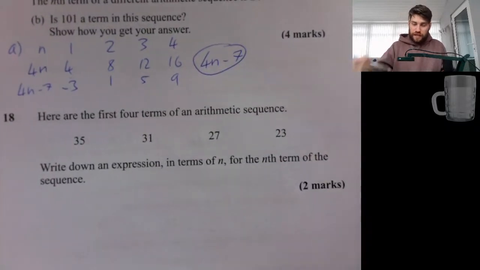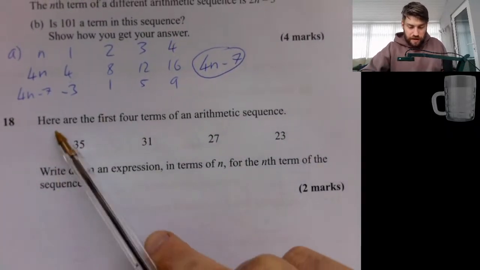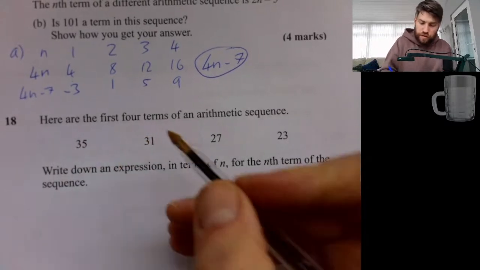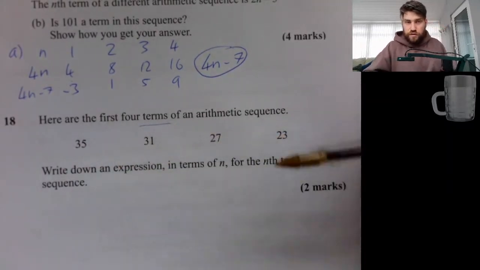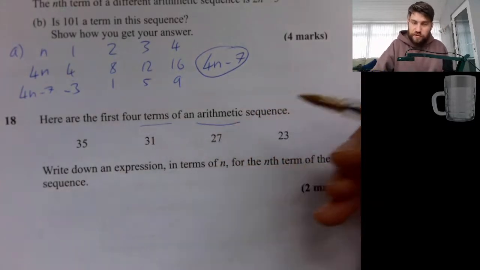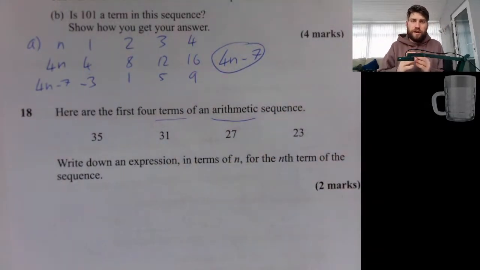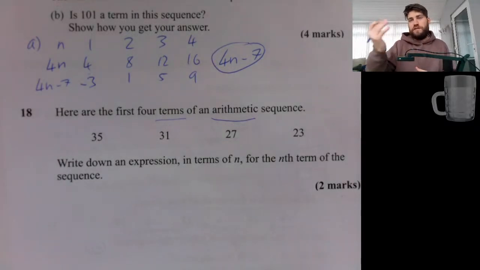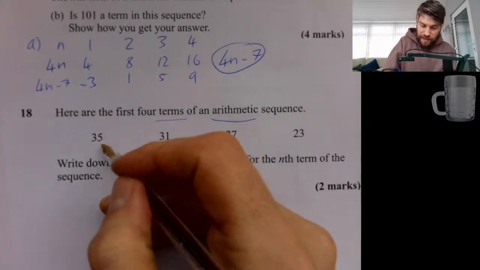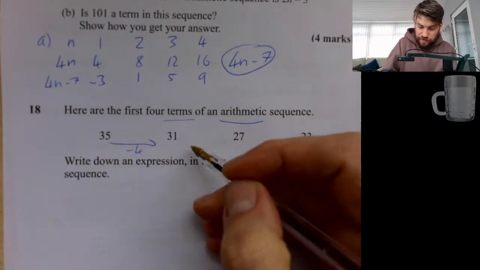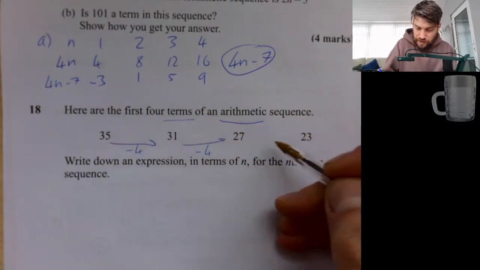Right, last question. 2 marks. Here are the first 4 terms of an arithmetic sequence. So similar to before, arithmetic. We've already seen that word: it goes up or down the same amount every time. It's always adding 4 or taking away 4 or something like that. So I can see again, really easy, subtracting 4 every time.